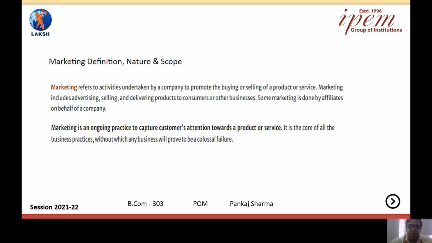Principles of marketing has a very wide definition, but precisely, marketing refers to the activity undertaken by a company. Marketing includes managing, selling, and delivering products to customers or other businesses. Some marketing is done by affiliates on behalf of a company. Marketing is an ongoing practice to capture customer attention towards the product. It is the core of business practices, without which any business will prove a colossal failure.